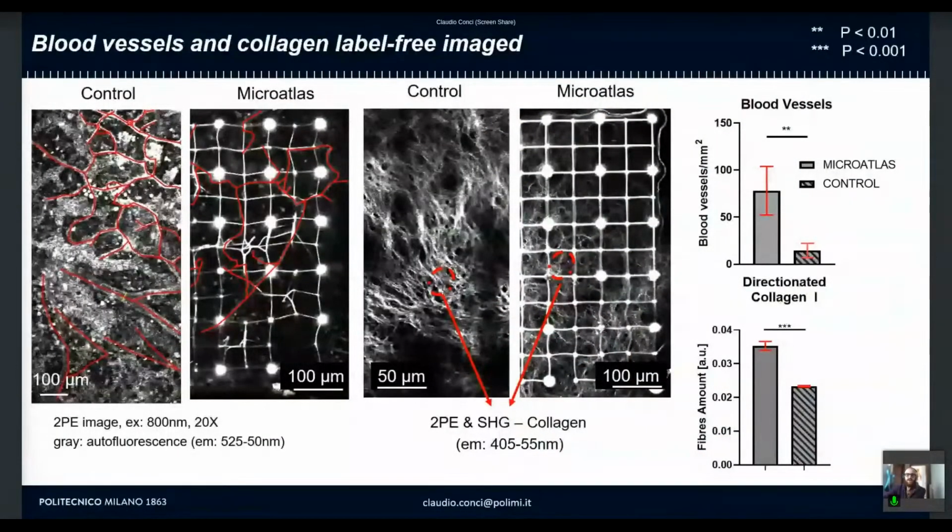So then, in this regard, I propose data regarding 7 days of implants, the last time point, and what I observed in the Microatlas, as you can see on the left-hand side, where I segmented vessels both in control and Microatlas. I observed a pronounced capillary microvascularization density 6 times greater than untreated samples. Then, if you move to the right side, the second harmonic generation signal, also collected in vivo, highlighted the deposition of collagen type 1 inside and nearby our scaffold.